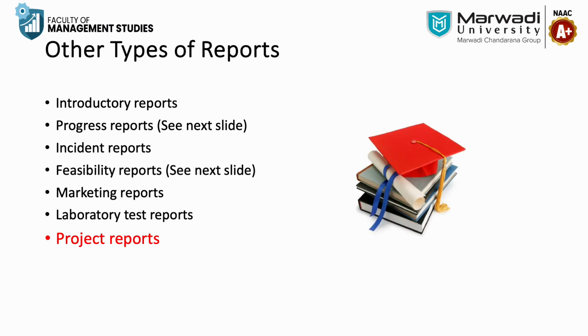Now, some of the other types of report, if you look at the examples, can be introductory reports, or progress reports. Progress report, you're just talking about the progress of an employee or the department, like that. Or you can see the incident report. If some incident has taken place, let's say a fire broke out, or there was violence in the organization, or employees went on strike, then for those incidents you can prepare a report, because top management would like to know what happened. So that is called incident report.